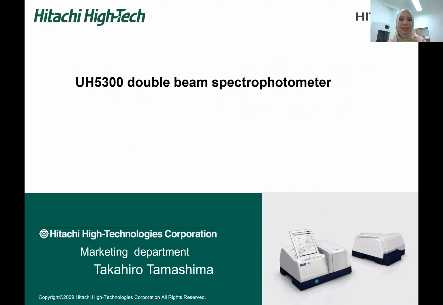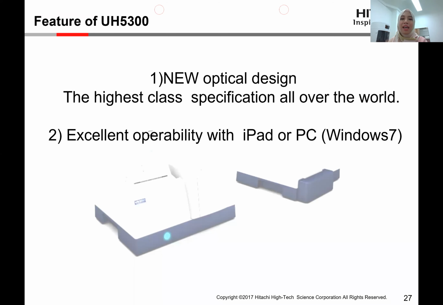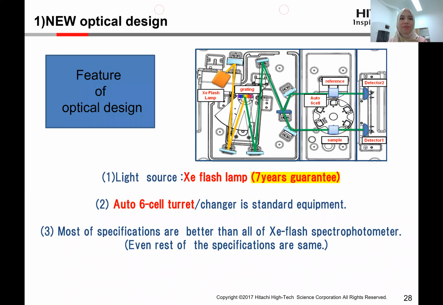Okay, so this is our slide for the UH5300 double beam spectrophotometer by Hitachi. It has a new optical design with the highest class specs all over the world. And also we have excellent operability with iPad or PC Windows 7. So this is how it looks with the feature of optical design. Compared to the single and ratio beam, the double beam has slightly more accuracy compared to the ratio beam. This is because of here.